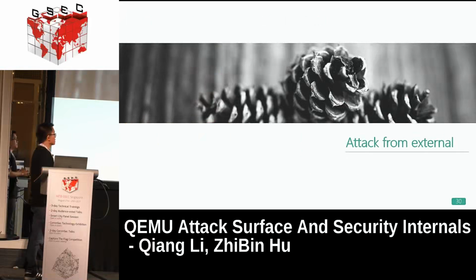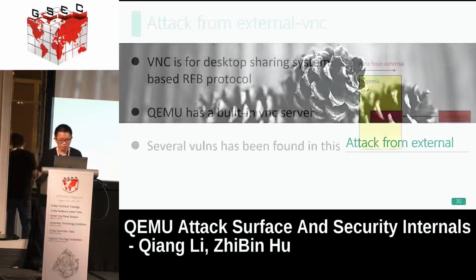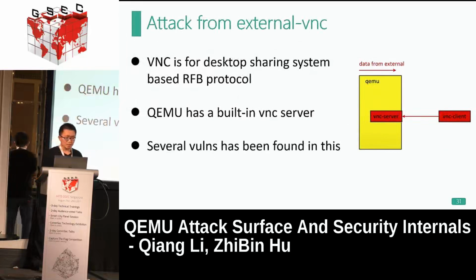So let's go to the next part, attack from the external. First of all is VNC. VNC is a desktop sharing system based on the RFB protocol. Actually, it is not specific to QEMU; it is used in a lot of places. In QEMU, there is a built-in VNC server, so a remote connector can connect to the server and see the virtual machine's desktop. Several vulnerabilities have been found in this.